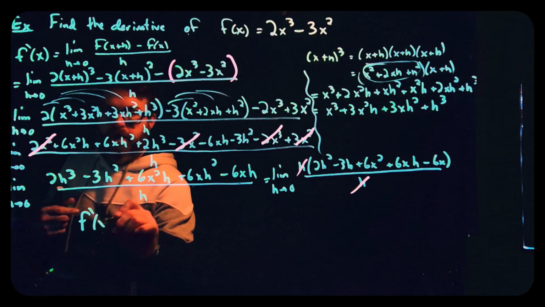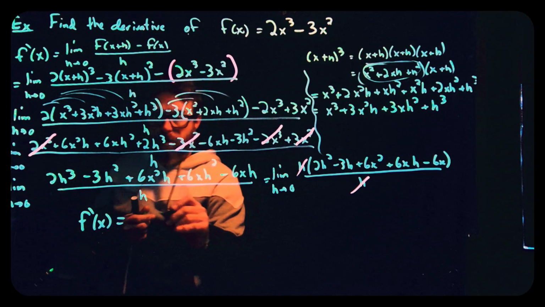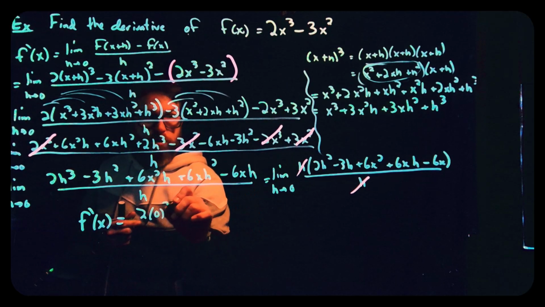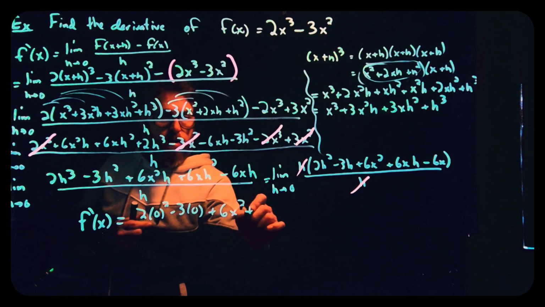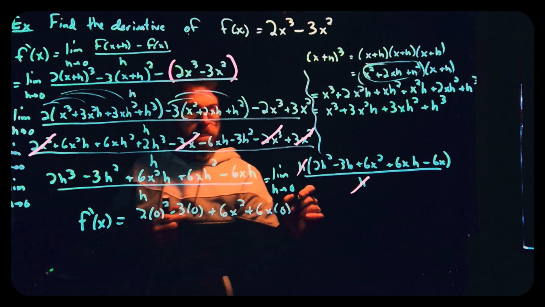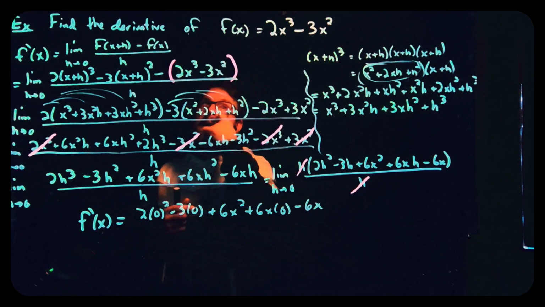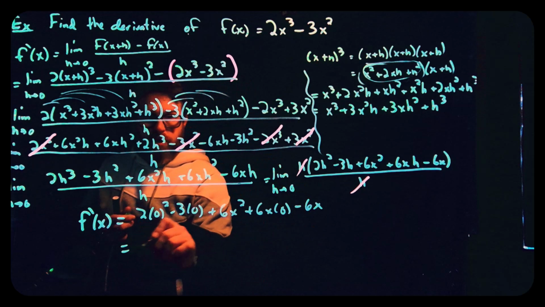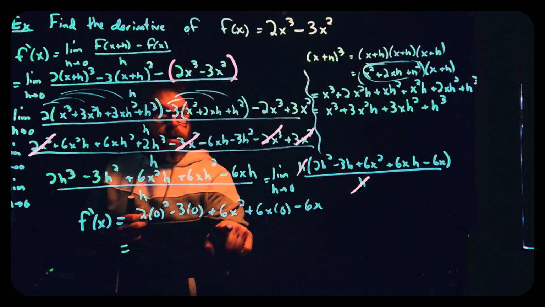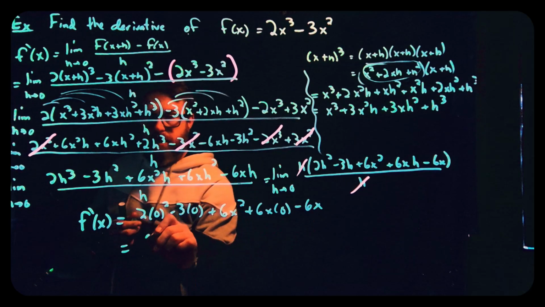So f prime of x is going to be equal to, plug in h equals 0, 2 times 0 squared minus 3 times 0 plus 6x squared plus 6x times 0 minus 6x, and those zeros are going to go away, so this is going to be 6x squared minus 6x.